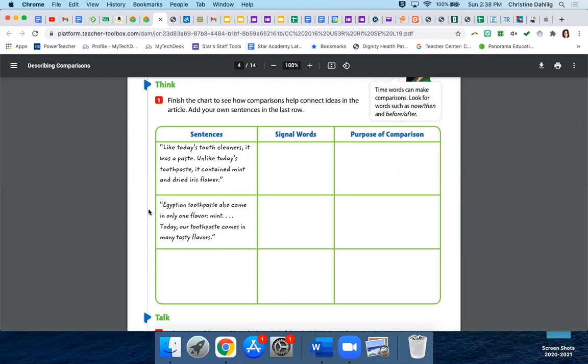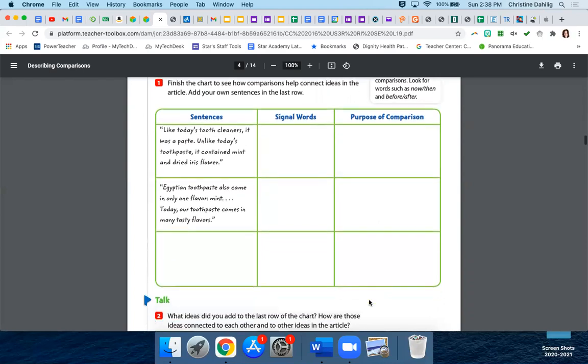The next sentence is, Egyptian toothpaste also came in only one flavor, mint. Today, our toothpaste comes in many tasty flavors. Again, you are looking for a signal word that would indicate some type of a comparison. And then you're going to give us the purpose of that comparison. Why is it here? What is that connection? And then please provide one more sentence, of course, with the signal words and the purpose of that comparison.